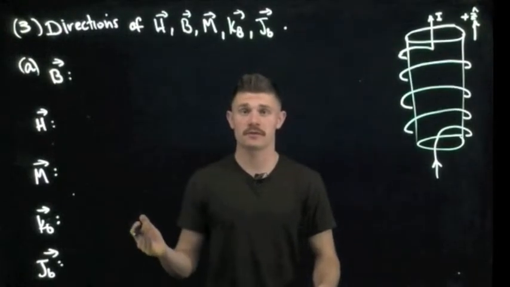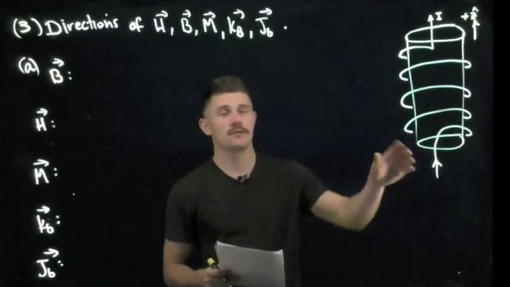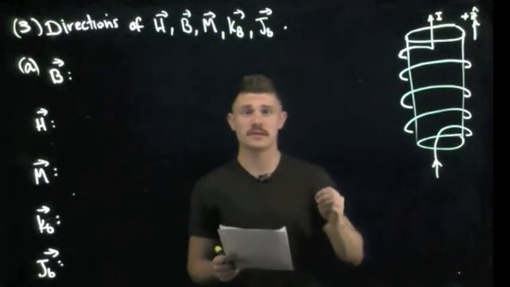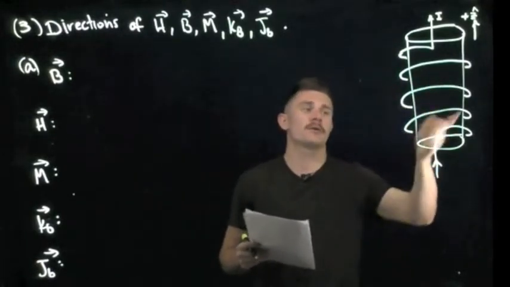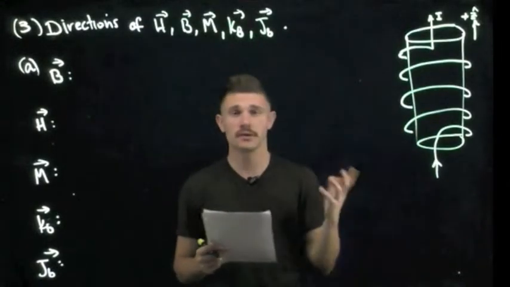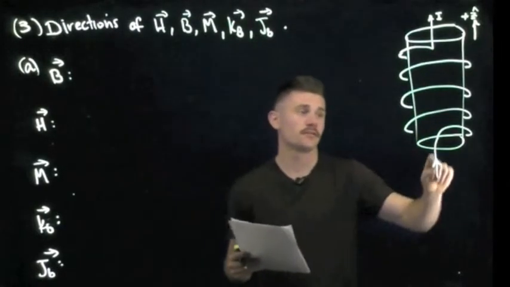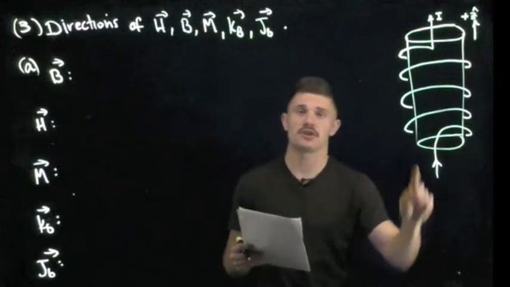So question 3 of the practice final gives us a solenoid of different materials. Parts A through C all have some sort of solenoid made of different materials. We have a wire wrapping around this cylinder. That's what creates the solenoid, and the current flows in the positive phi-hat direction around this wire.